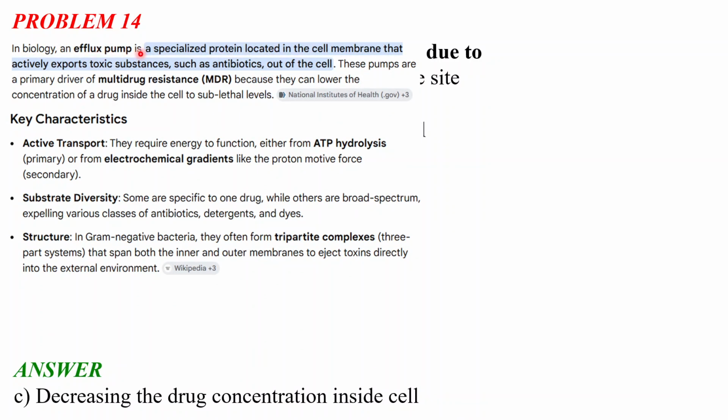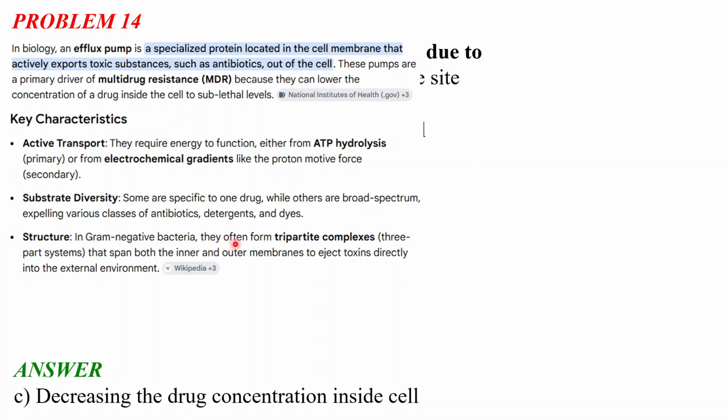So in biology, an efflux pump is a specialized protein located on the cell membrane that actively exports toxic substrates such as antibiotics out of the cell. These pumps are primarily responsible for multidrug resistance, or MDR, because they can lower the concentration of the drug inside the cell to sublethal levels. Key characteristic: active transport. They require energy to function, either from ATP hydrolysis (primary) or from the electrochemical gradient like proton motive force (secondary). Substrate diversity: some are specific to one drug while others are broad spectrum, explaining resistance to various classes of antibiotics, detergents and dyes.